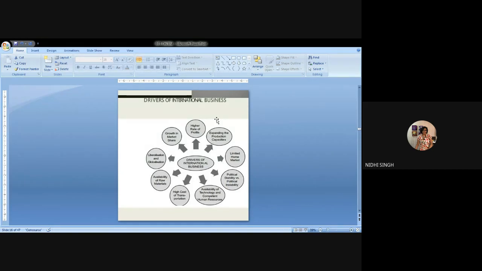Now, what are the drivers of international business? What are the key drivers of international business? Higher rate of profit. Yes, as profit is high, people want to pursue international business. Expanding the production capacities. Obviously, because in international business, we have to deal with n number of customers, so we have to expand the production capacities.